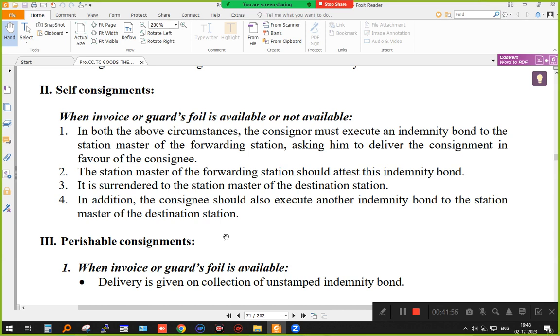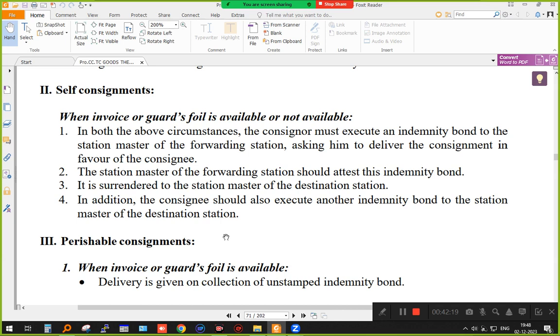Here the consignee will put one surety and two witnesses, and here also the station master will sign. So how many safeguards are we keeping? Because if you consider a rake full of iron rails or iron coils, they will go into crores and crores of rupees. Giving delivery on a simple paper will not help. So we are taking so many precautions.